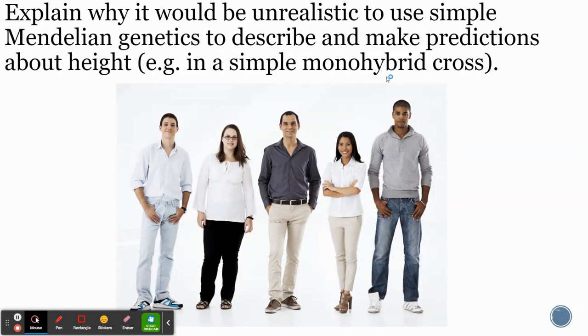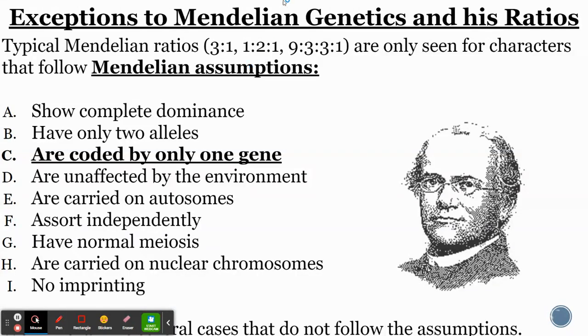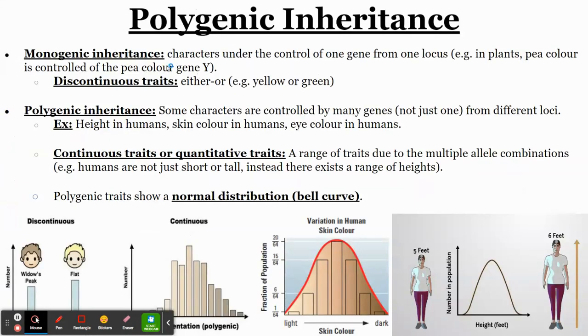It doesn't make sense. So what Mendelian genetics typically assumes is that if you have one characteristic, it's controlled by one gene only. Now, that's called monogenic inheritance, where a character is under the control of one specific gene locus. So in plants, when you're looking at pea color, for example, that's controlled by the pea color gene Y. Okay, and typically traits that are controlled by monogenic inheritance, they're either or traits, called discontinuous traits, sometimes dichotomous traits. Basically means they're either or. So for example, the peas could be yellow or green, and there's no other variation in between.